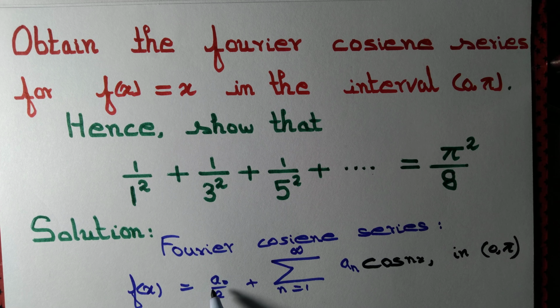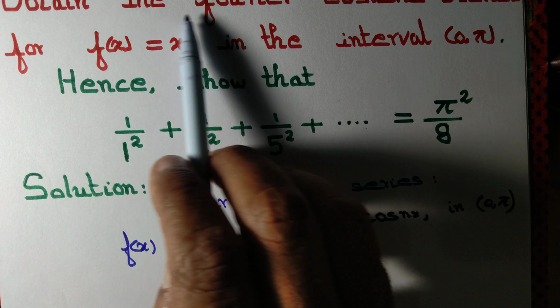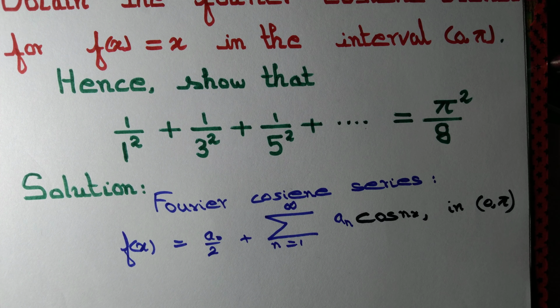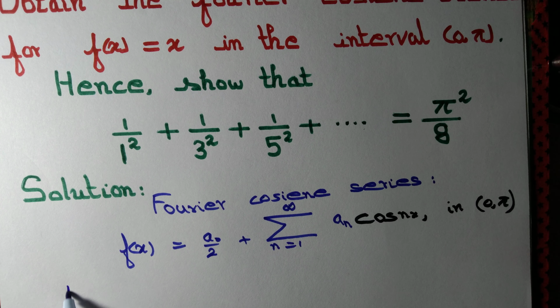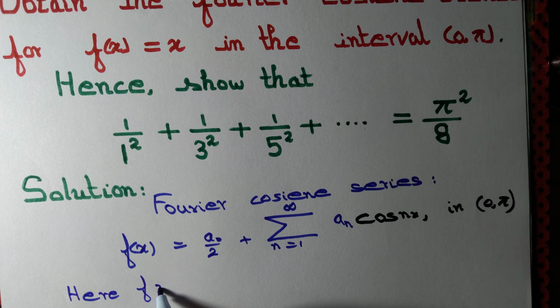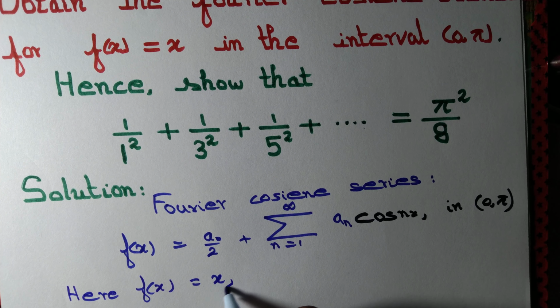Now, if we can compute a0 and an, then we are done. We need to determine the coefficients a0 and an in order to determine the Fourier series. Here, f(x) is the function which is simply x.